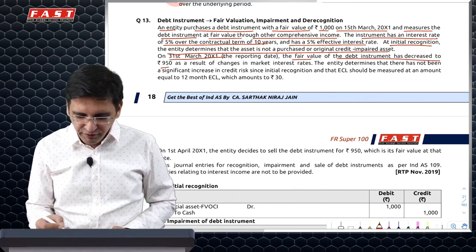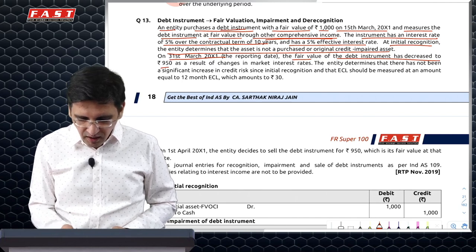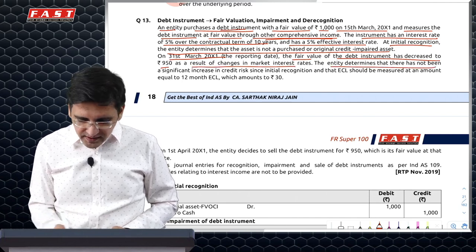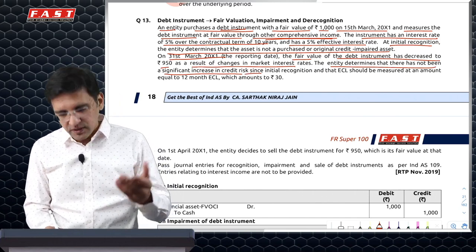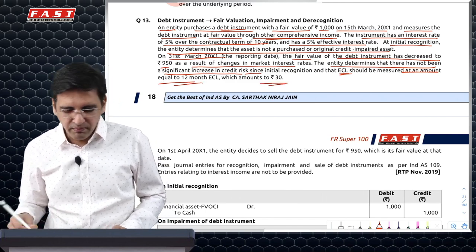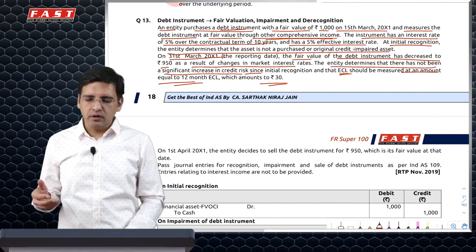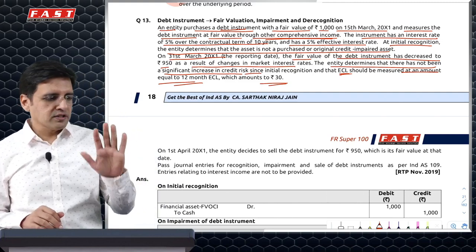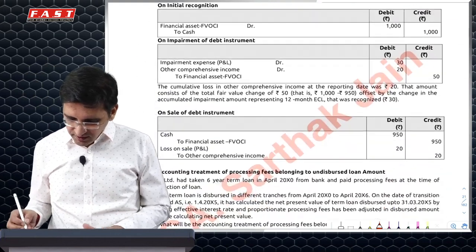So I'll book a loss of 50 through OCI because this is FVOCI. It says there's no significant increase in credit risk. Hence, you will do a 12 months expected credit loss. And it says 12 months expected credit loss gives you an impairment loss of 30. So to the extent of 30, impairment loss will be debited to P&L. So ideally your total loss is 50, 20 to OCI and 30 to P&L. This is your journal entry, what you will have to pass.